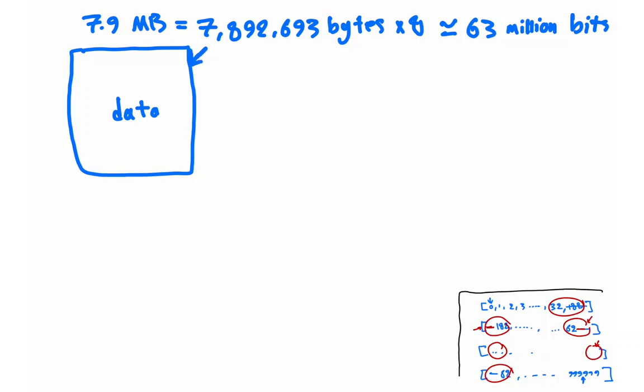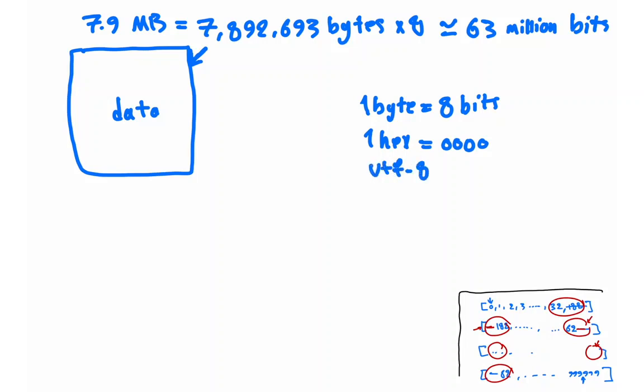Now let me just say this because I know some of you might forget it. 1 byte is equal to 8 bits, right? And also, each hexadecimal character is represented using 4 bits. So I'm just going to put down 4 zeros. It could be 4 zeros or 4 ones or any combination of that, but one hexadecimal number is equal to 4 bits. Now, the character encoding that we're using is UTF-8. This 8 here means that we're representing each character using 8 bits.